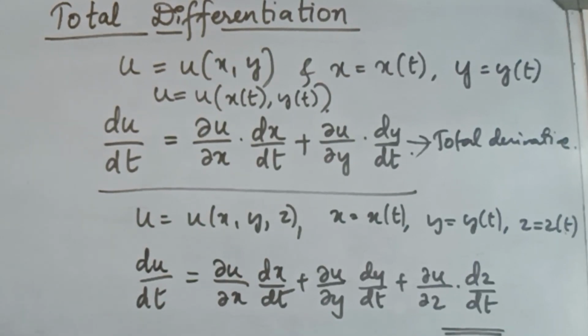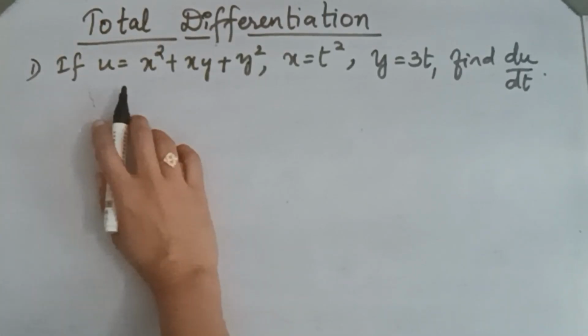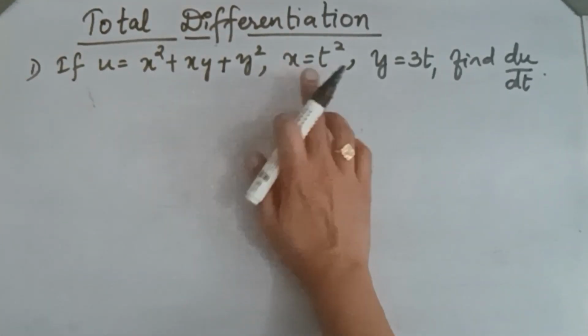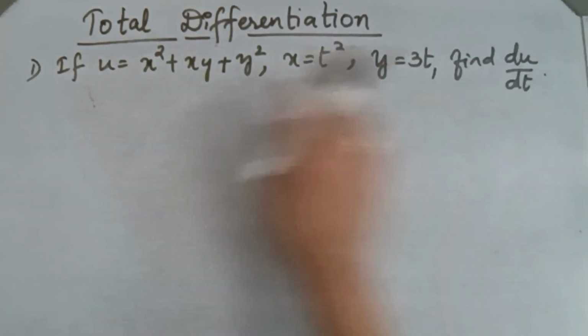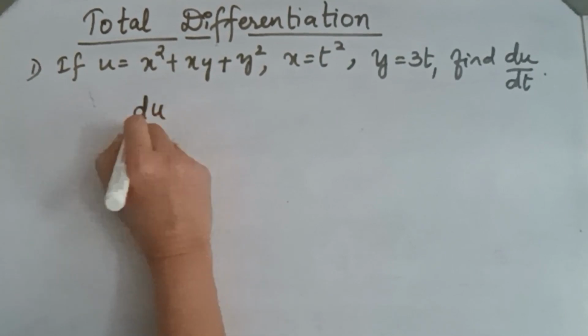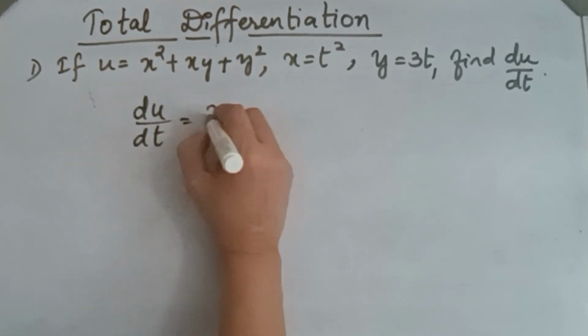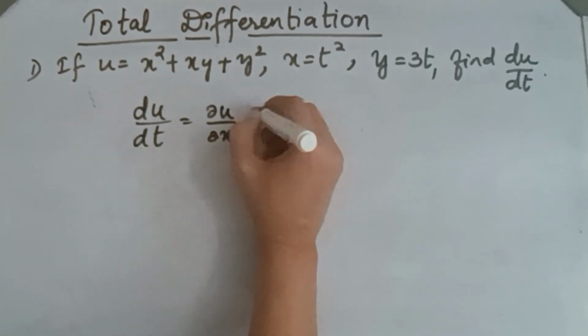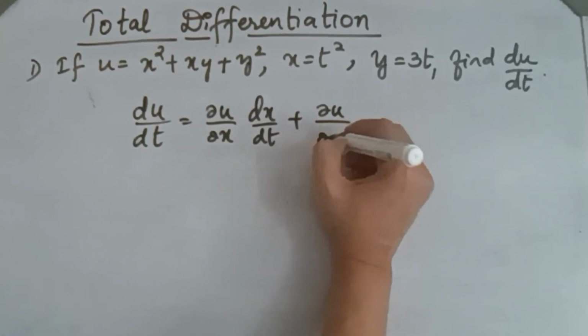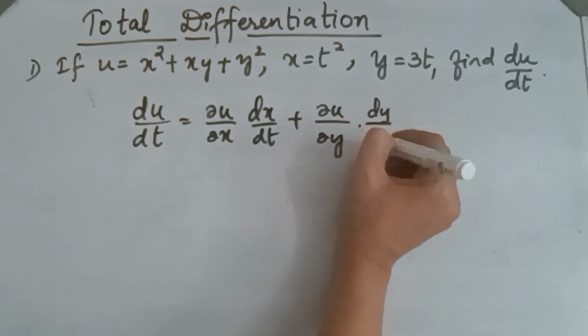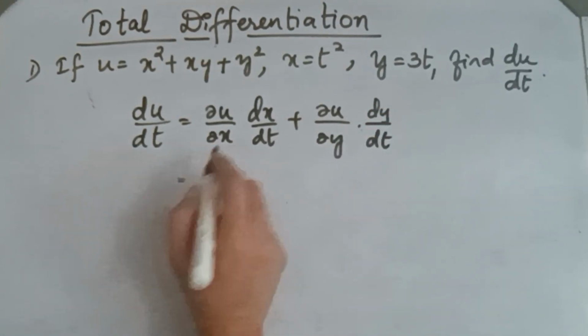Let us see one example. Say the first problem, if u equal to this function and x equal to t square, y equal to 3t, find the total derivative of u. That is du by dt equal to, we have dou u by dou x into dx by dt plus dou u by dou y into dy by dt. So let us find out one by one.